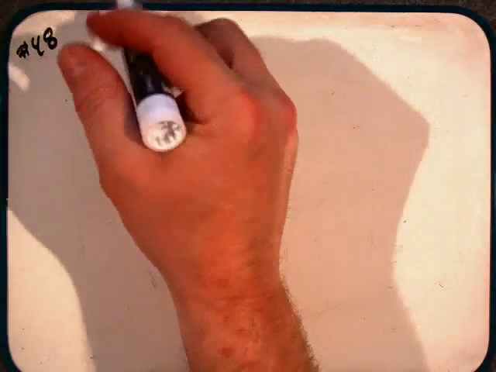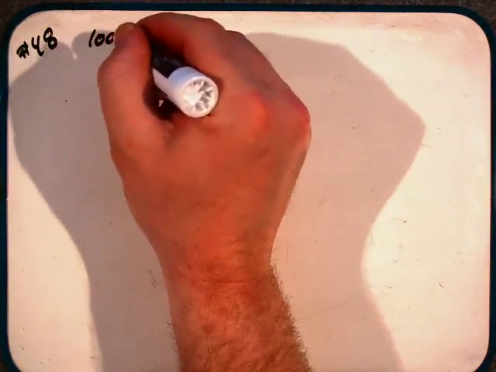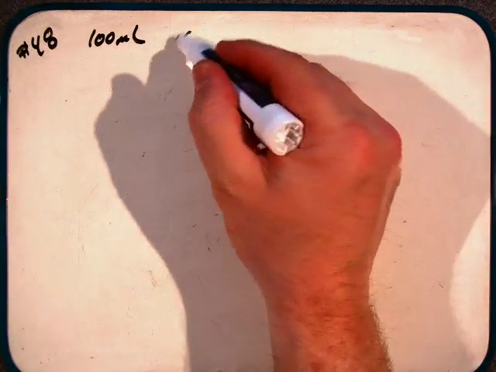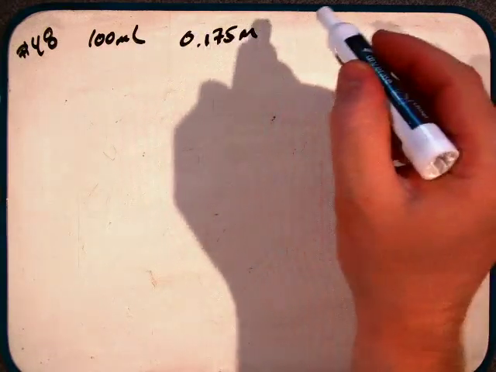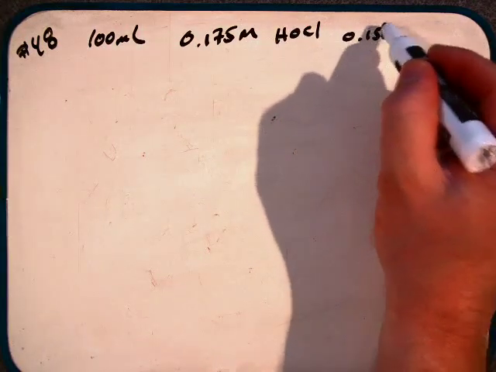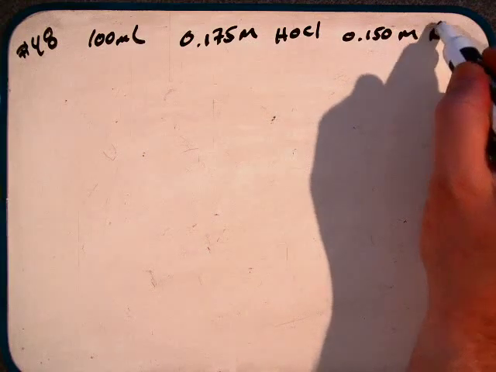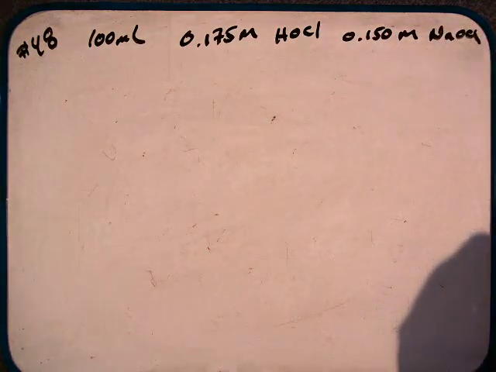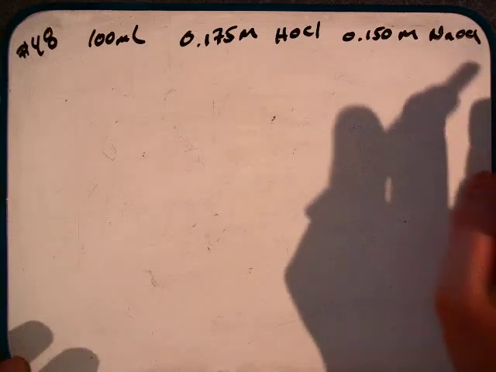This is number 48 in chapter 16. That's looking at how a buffer responds to different stimuli as far as adding acid or adding base. And so we have a 100 milliliter solution that's 0.175 molar in HOCl and 0.150 molar in sodium hypochlorite, or NaOCl.